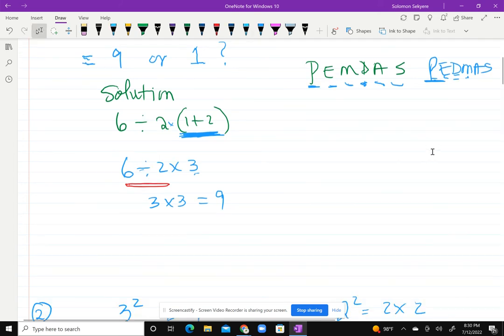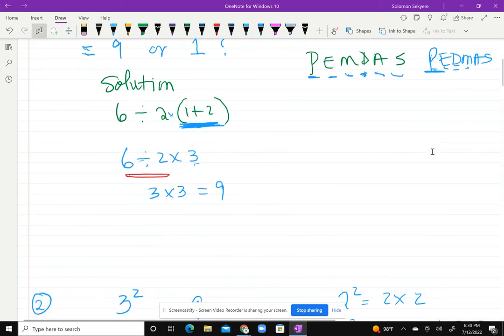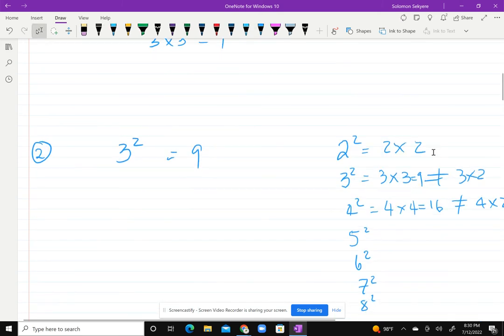Then we go again with the order of operations, from left to right, whichever comes first, division or multiplication. So we see division coming first. 6 divided by 2 is 3. 3 times 3 is 9. We're done.